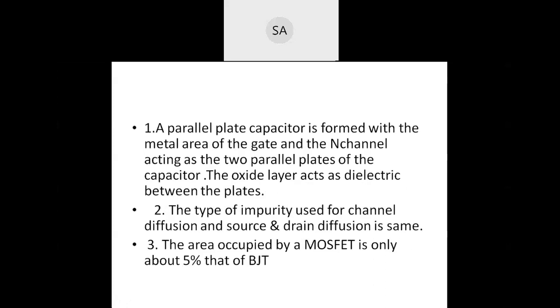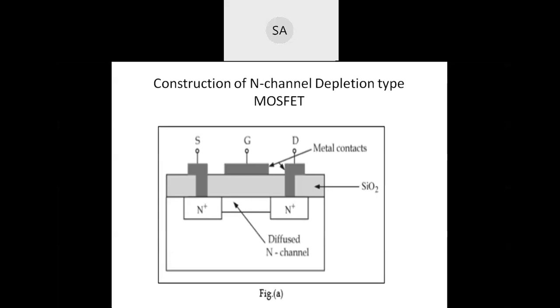A parallel plate capacitor is formed between the metal area of the gate and the N channel, acting as the two parallel plates of the capacitor. So the gate will be acting as one plate, and the channel will be acting as the other plate, and the oxide layer will be acting as a dielectric between these two plates. So these act as a parallel plate capacitor.